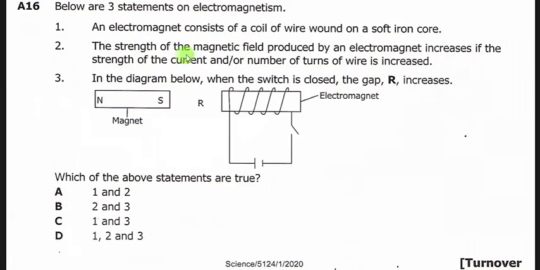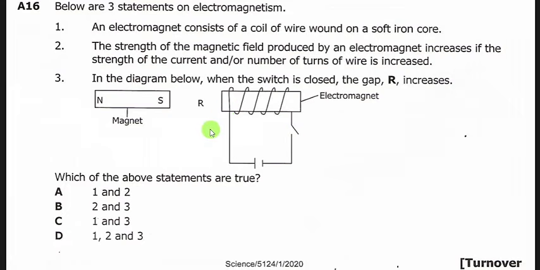The strength of the magnetic field produced by an electromagnet increases if the strength of the current or number of turns of the wire is increased. True. So this is true so far. Then 3, they're saying in the diagram below, when the switch is closed, the gap R increases. So the gap R increases when this switch is closed.